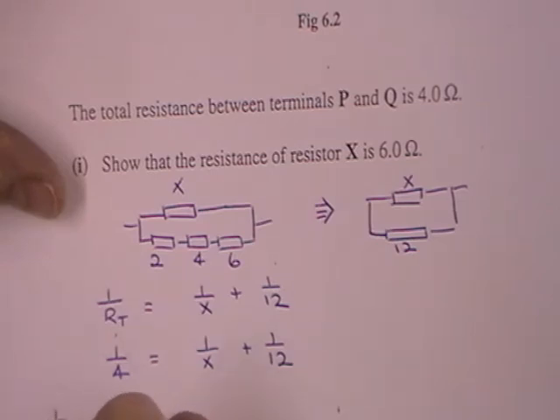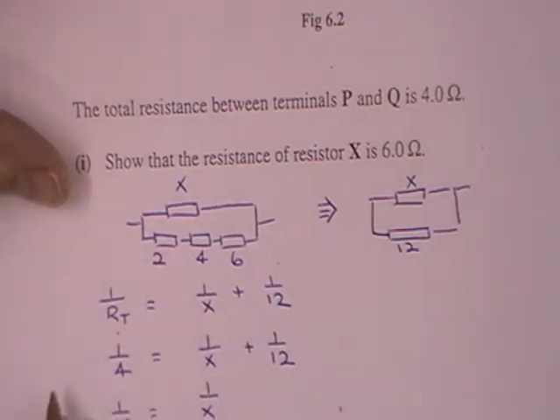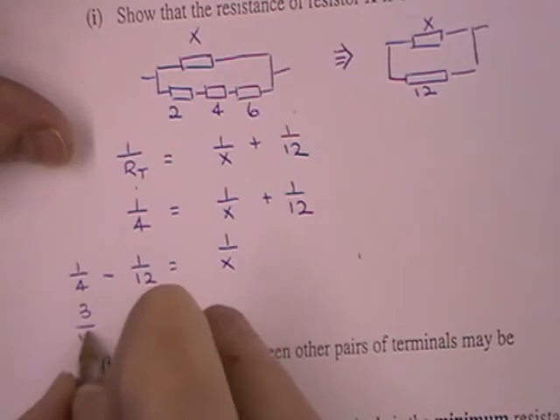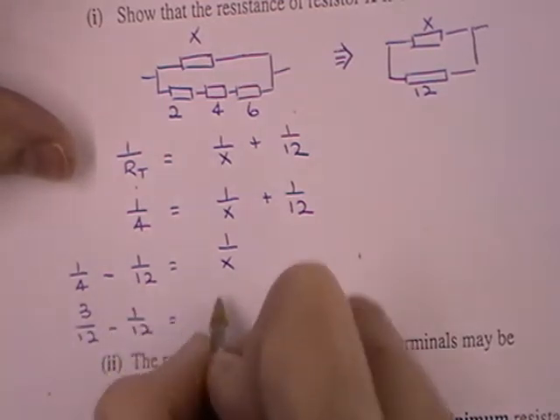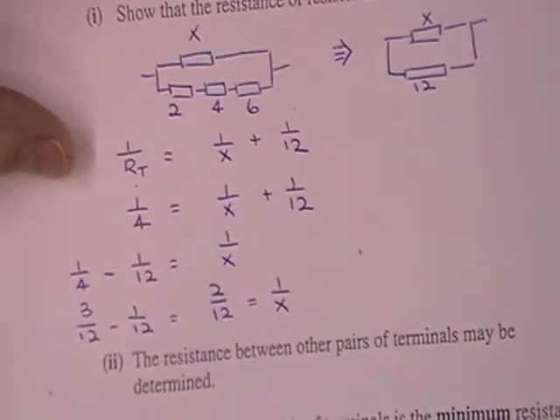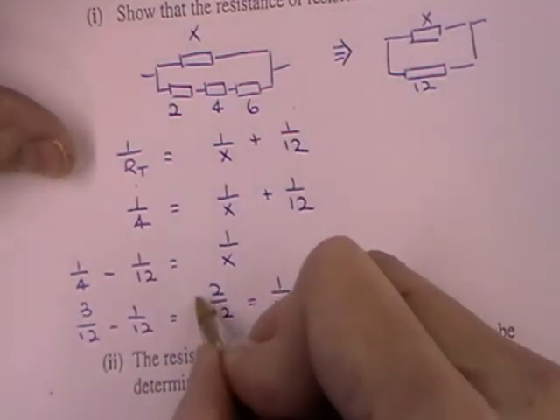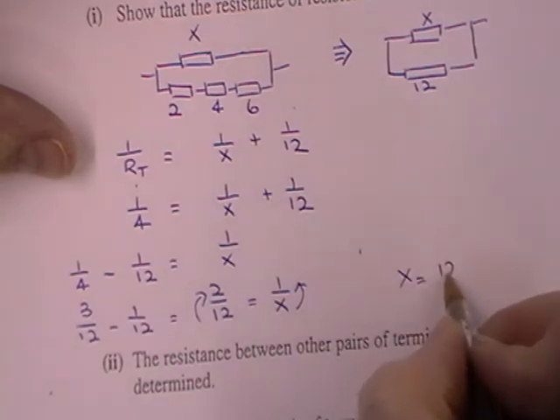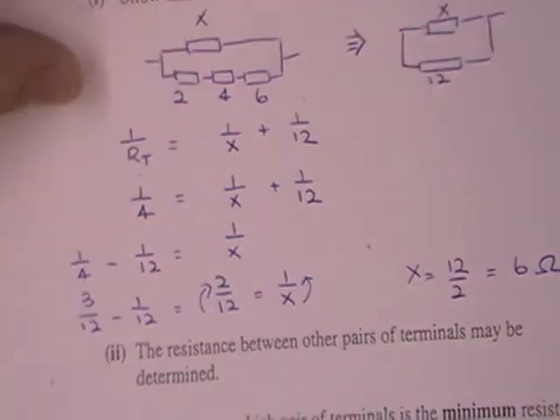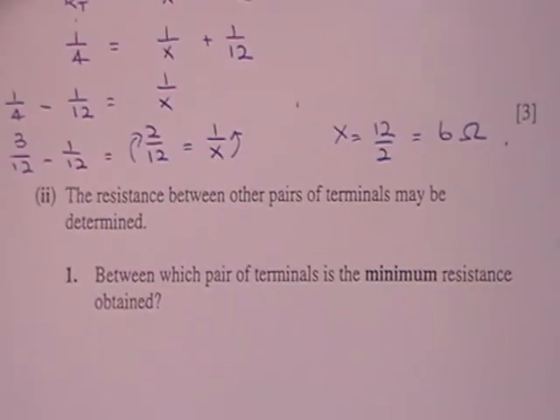So a quarter take away a 12th is 1 over X. The common denominator is going to be 12, so 3/12 take away 1/12 gives you 2/12, and that's equal to 1 over X. But of course you have to turn it upside down to get your answer, and therefore X is 12 over 2 or 6 ohms. The resistance between other pairs of terminals may be determined. Between which pair of terminals is the minimum resistance obtained?